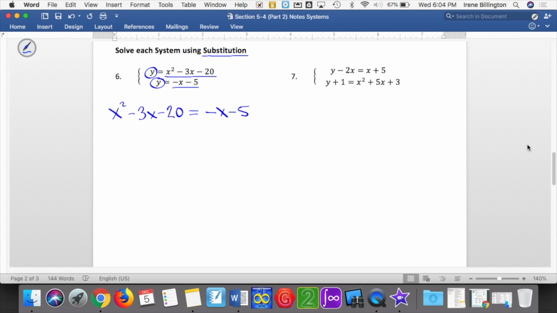It needs to equal 0, so we would add x to each side, and we would add 5 to each side. So x squared minus 2x minus 15 is equal to 0. We want to find the solutions of this quadratic equation. You learned many ways to do that in the last unit. You could factor, you could use completing the square, you could use the quadratic formula. Really, your two best options are either factoring or the quadratic formula.